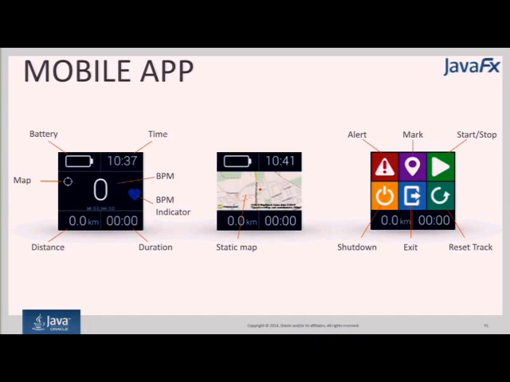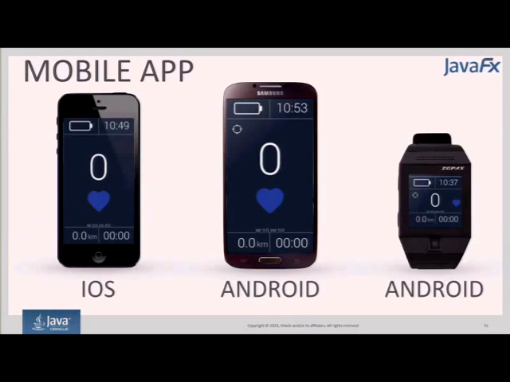I can shut down the tool with this button. Then it will auto shut down the whole pile. Exit the application, and this is just to reset the track. I implemented that for iOS, for Android, and this is also an Android-based watch, and this is all running on JavaFX. And this is the same application, not similar, it's the same code. I just compile it for different platforms. There's no change at all.